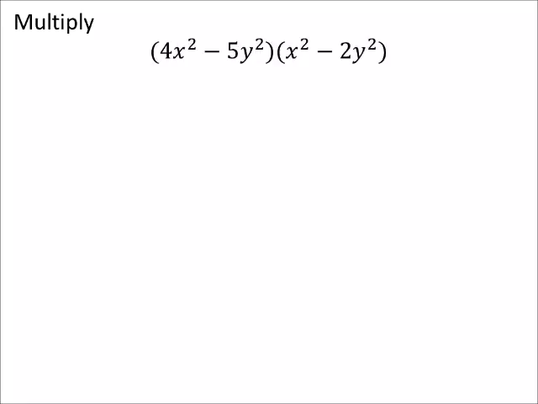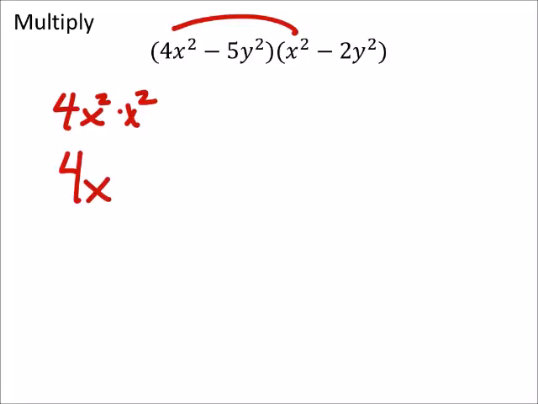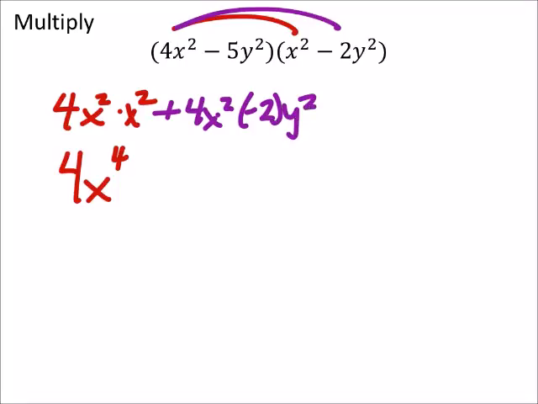Here we go. So I'll distribute this 4x squared into the other, well, x squared. So 4x squared times x squared will give us 4 times x to the power 4. Now, distributing it into this other one, so plus 4x squared times negative 2y squared, that would give us a negative 8x squared y squared.